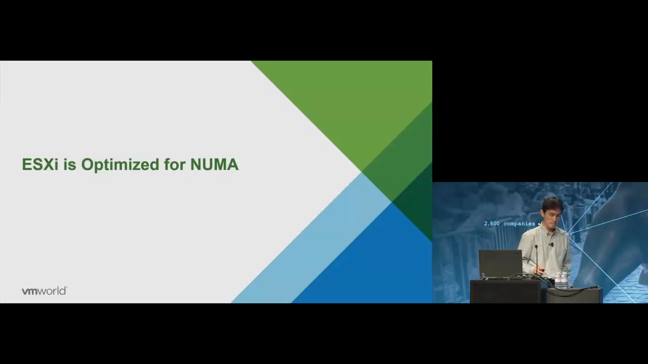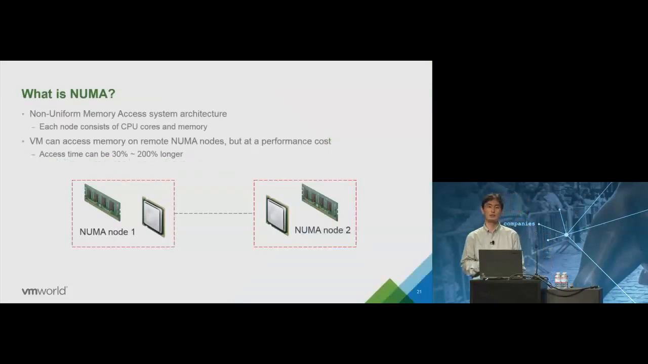Let me talk about NUMA. So ESXi is optimized for NUMA. How many of you have never heard about NUMA or what NUMA is? Okay, so NUMA stands for Non-Uniform Memory Access system architecture, because basically you have, I don't know, 2 NUMA nodes, 4 NUMA nodes, and accessing local memory versus remote memory, the latency is different. So the key point I want to make here is that accessing a remote node can take, I don't know, 30% longer to 200% longer. It depends on system type.